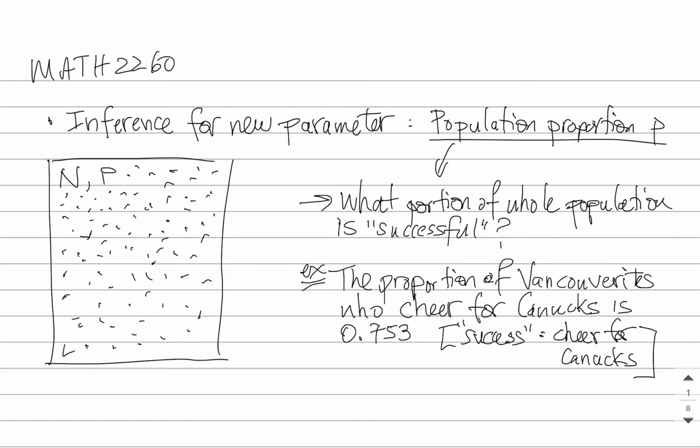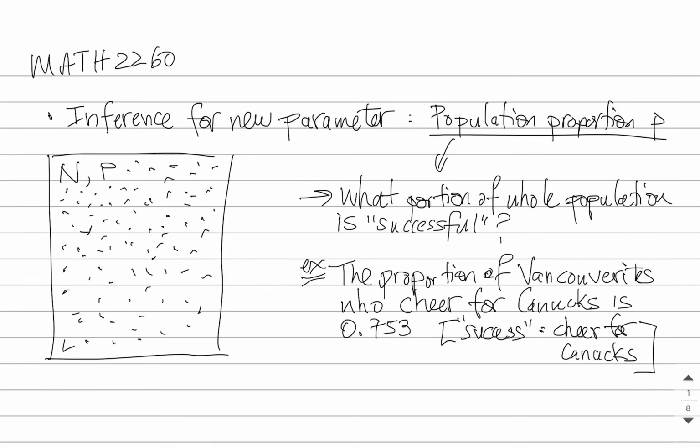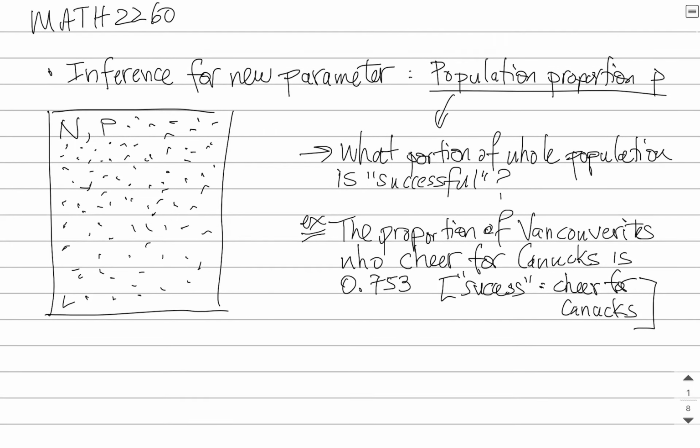Now, success is dependent on what we define it as, but as a very simple example, we could say something like this. The proportion of Vancouverites who cheer for the Vancouver Canucks is 0.753. So in this example, success means cheering for the Vancouver Canucks. And we are going to take a look at a variety of different problems that involve quantities like this.